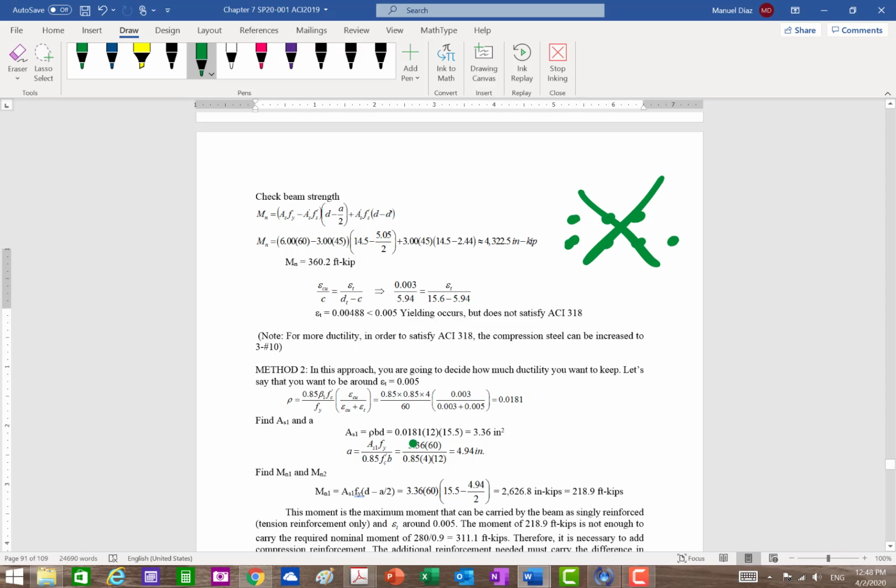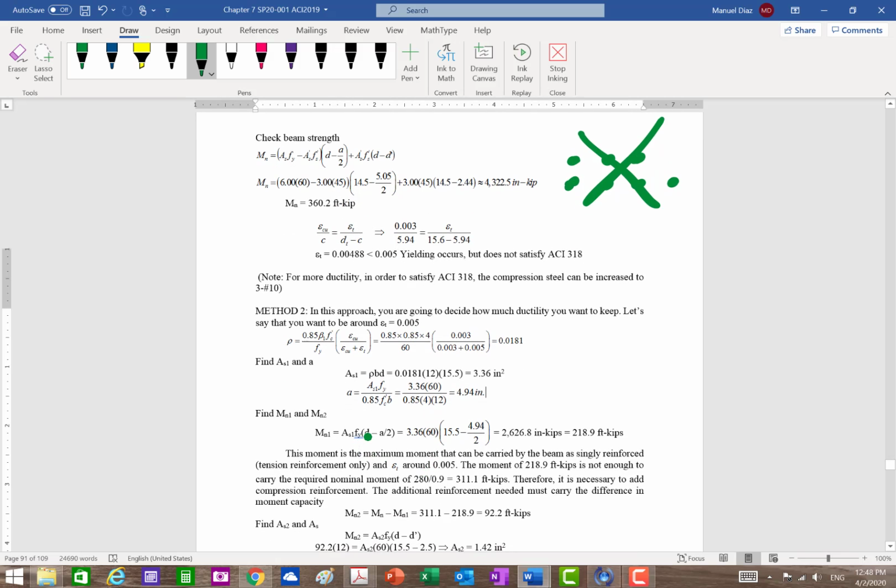Okay? So I multiply that in my given section, 12, 15.5. So that gives me my area. Right? And then with that area, I find my A. With that, I go ahead and find my moment. So if I use the maximum amount of steel, tension only, this is all I can carry, right? But I need to carry 280.